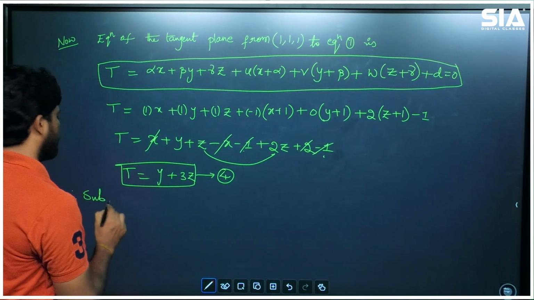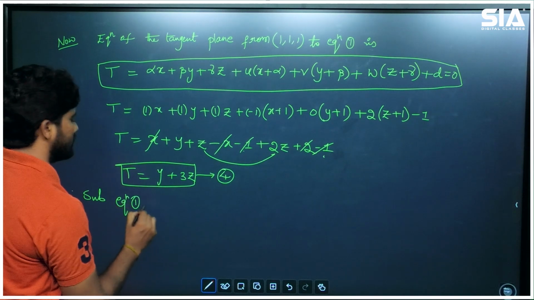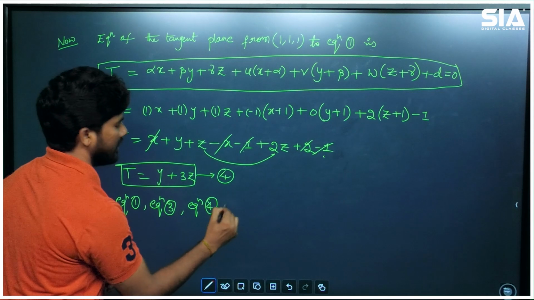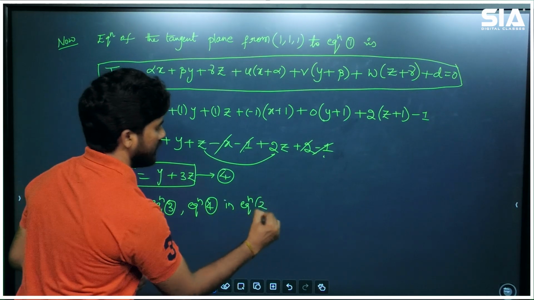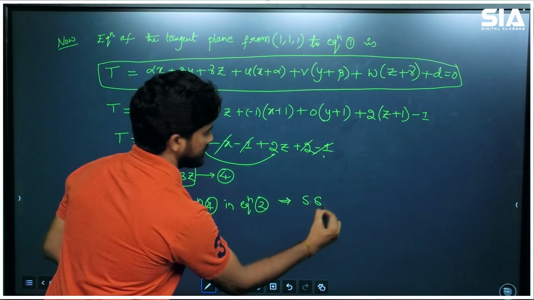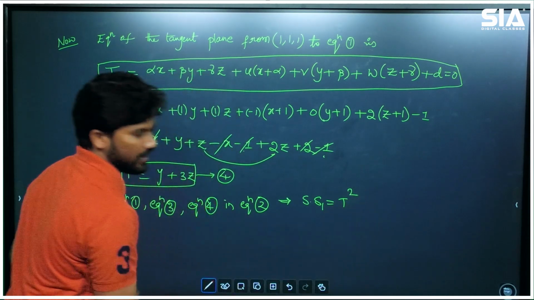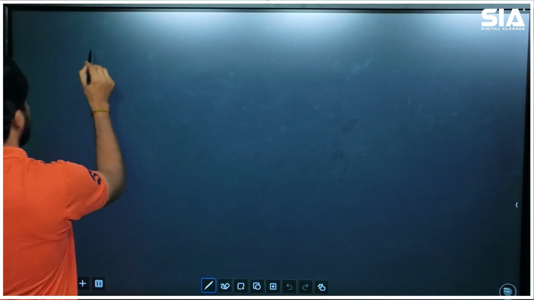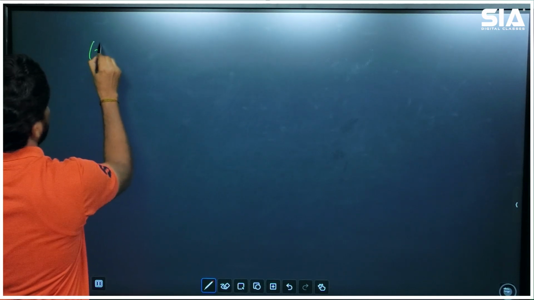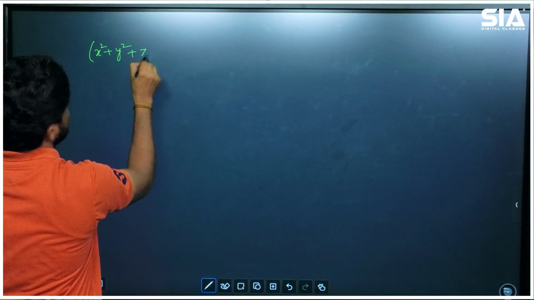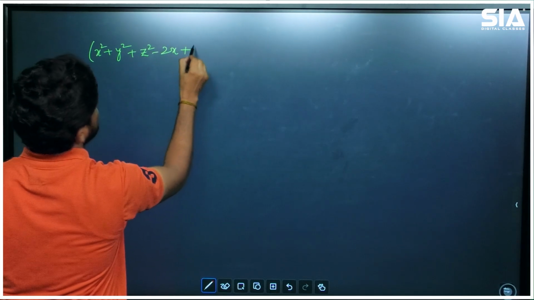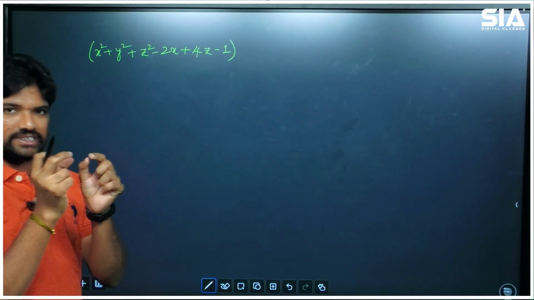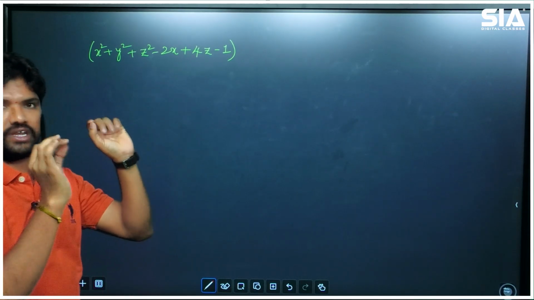Now substitute equation number 1, equation number 3 and equation number 4 in equation number 2. So that is S into S of x1 is equal to capital T square. If you substitute in that equation, next I am writing the S value, the given sphere equation: x square plus y square plus z square minus 2x plus 4z minus 1. This is the sphere equation. Capital S is nothing but the sphere, don't write equal to 0.